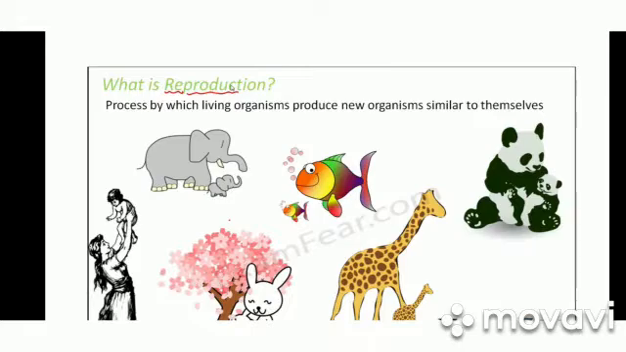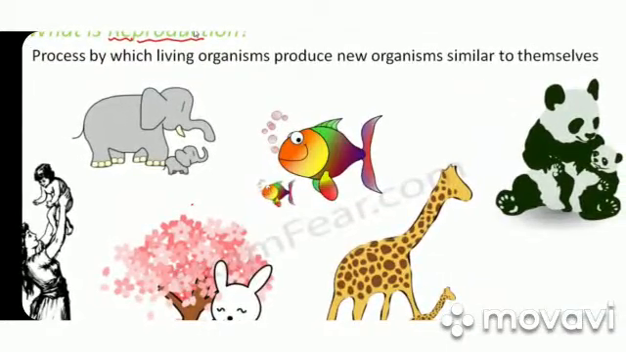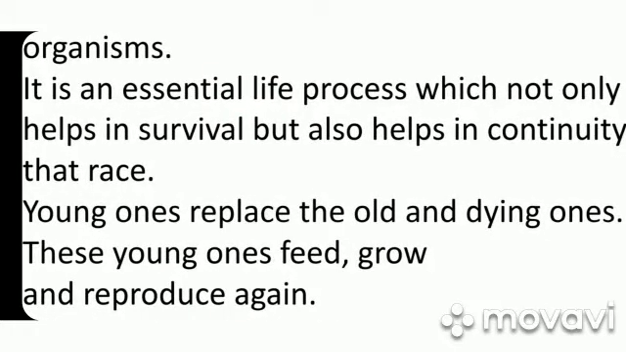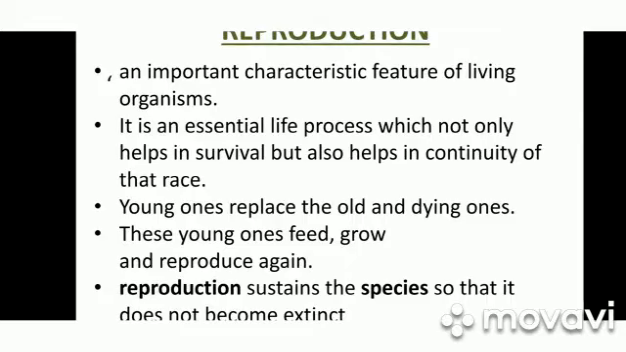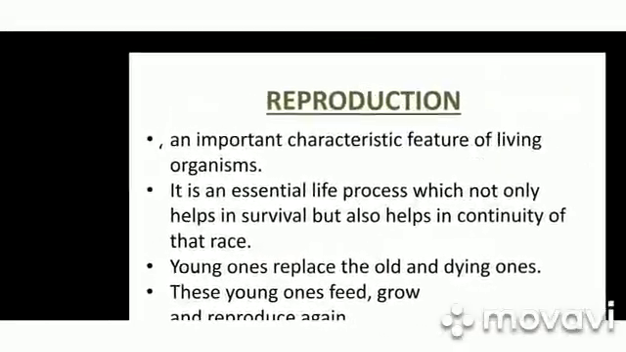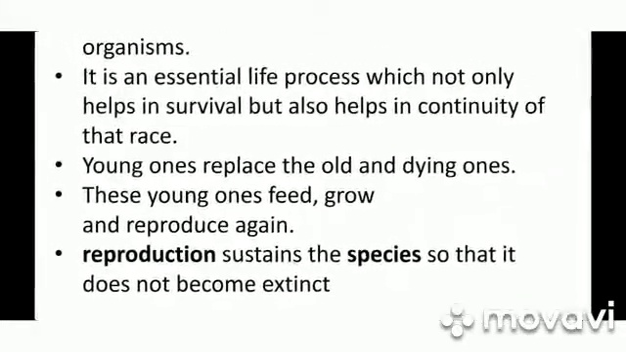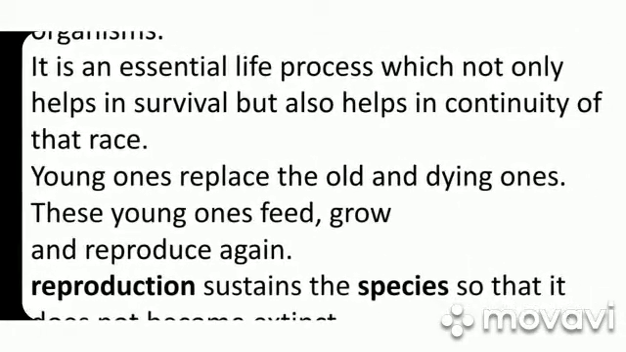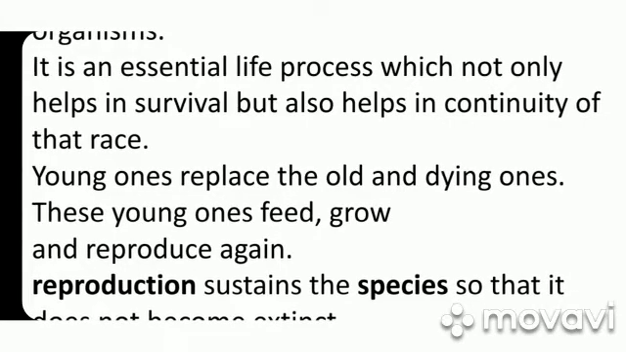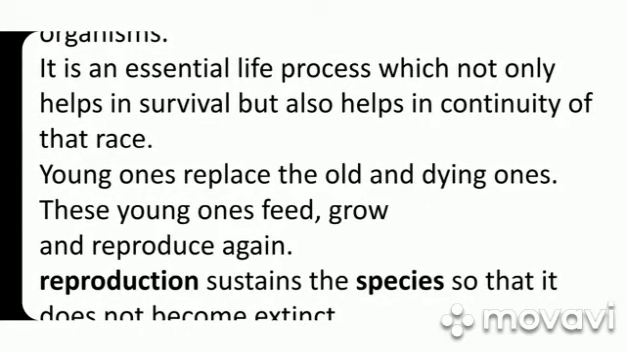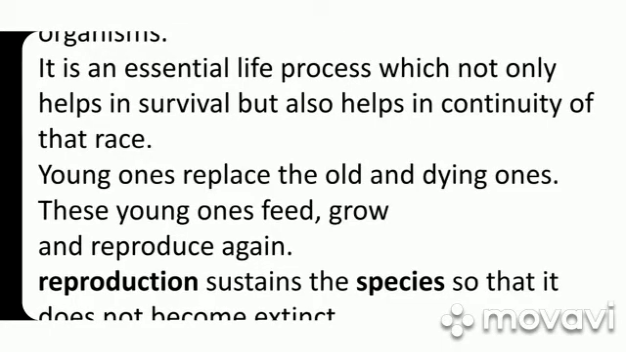Humans produce humans, plants produce plants. It will be the same copy of the living being. So, what are the characteristic features of reproduction? It is essential because it helps in the survival and the continuity of that race or that species. The young ones will be produced, and these young ones replace the old and dying ones. And when these young ones grow and reach the adult stage, they will reproduce again. And like that, it will sustain the species, and the species does not become extinct.